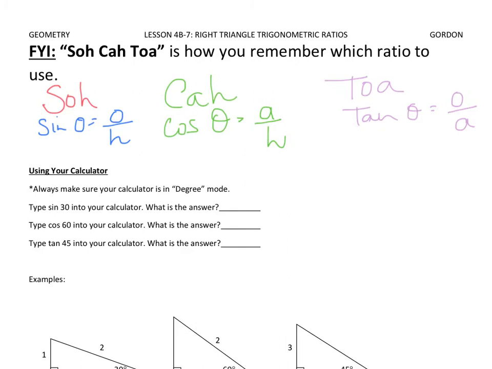Now, if you use your calculator, you can always find out what the equivalents of certain particular angles are. Take out your calculator, make sure it's in degree mode, and type in sine. Sine is there on your calculator. Press sine 30, and the answer would be 1 over 2. If you put sine 60 in your calculator, the answer would be 1 over 2. And if you put tangent of 45, the answer is 1.